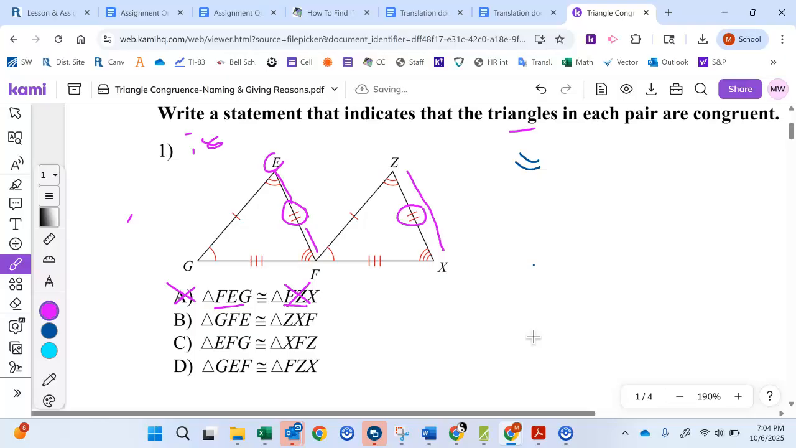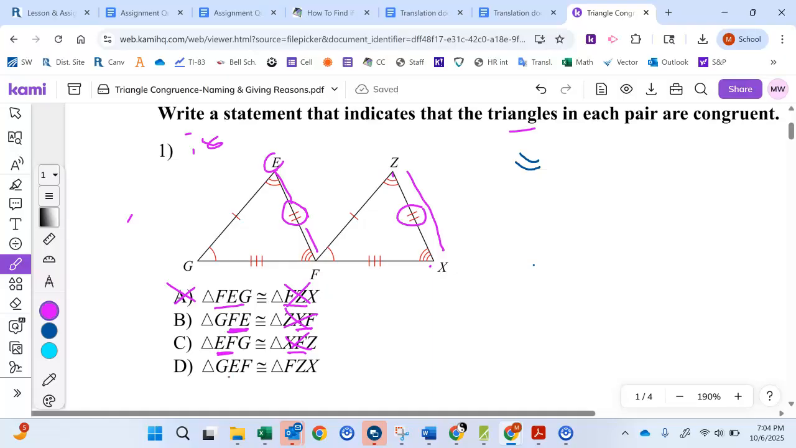Okay, so how about GF? Let's see where this EF is over here. So EF is over here. So that means ZX should be the second two letters. So ZX, nope, not ZX. Okay, so over here, EF is going to be the first two, so ZX should be the first two. ZX, no, that's FX. So that means it has to be D, but let's just check it.